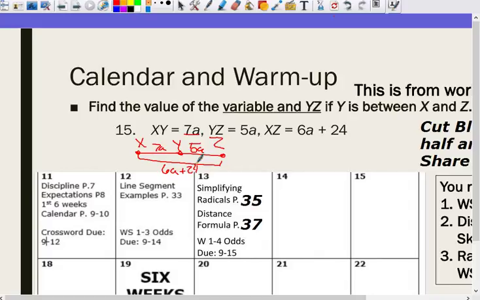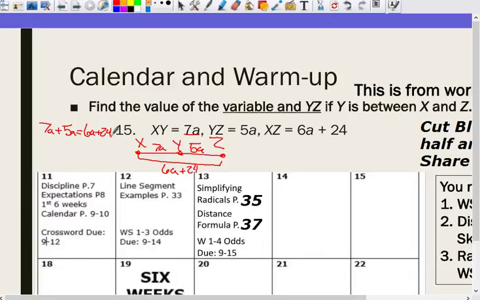This entire thing is 6a plus 24. We split it in half. This one's 7a. This one's 5a. If we combine them together, they should equal that part. So let's write that mathematically. 7a, this segment, plus 5a, this segment, is equal to 6a plus 24. Are we all good on how I got that? Every single person? It's okay if you're not. Okay.